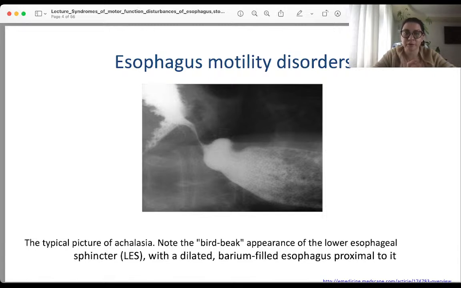Here we should note the bird-beak appearance of the lower esophageal sphincter, or LES, please remember this name, we will meet it during today's lecture, with a dilated barium-filled esophagus proximal to it. It is a narrowing which we named achalasia, and above this narrowing the esophagus is dilated and full of contrast, full of contents.